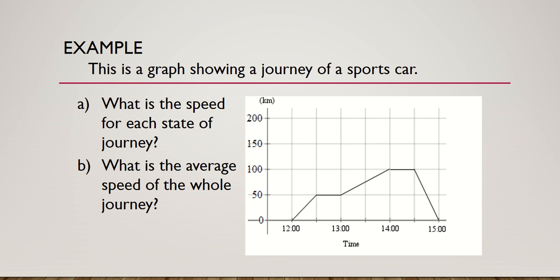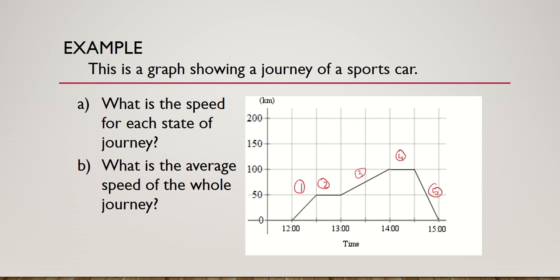Now we have a question. This is a graph showing a journey of a sports car. What is the speed at each state of the journey? Now this is the first state of the journey, second state, this is the third state, this is the fourth state, this is the fifth state.